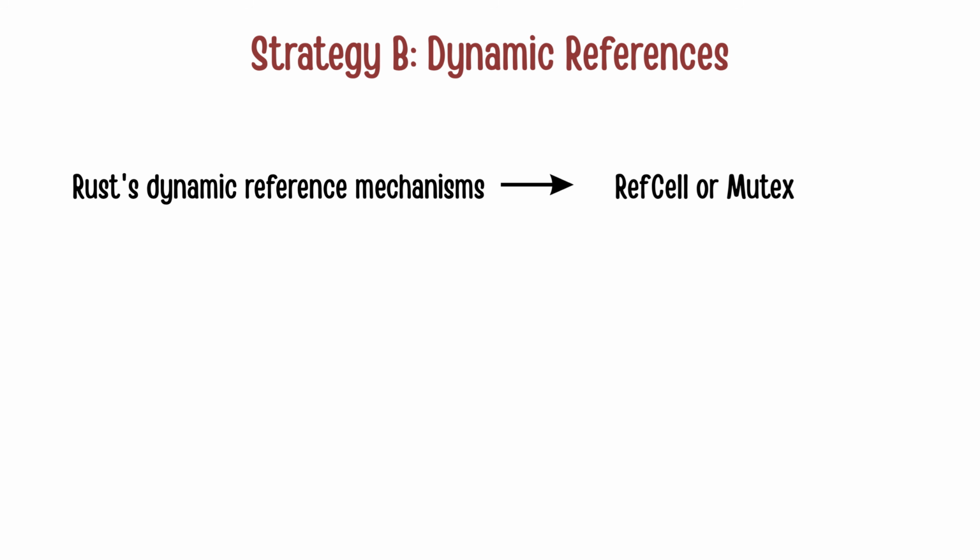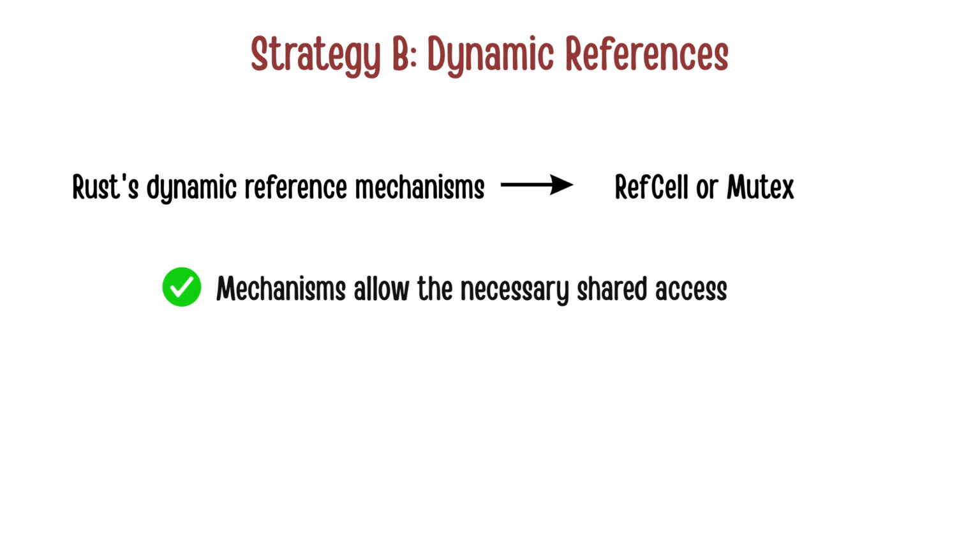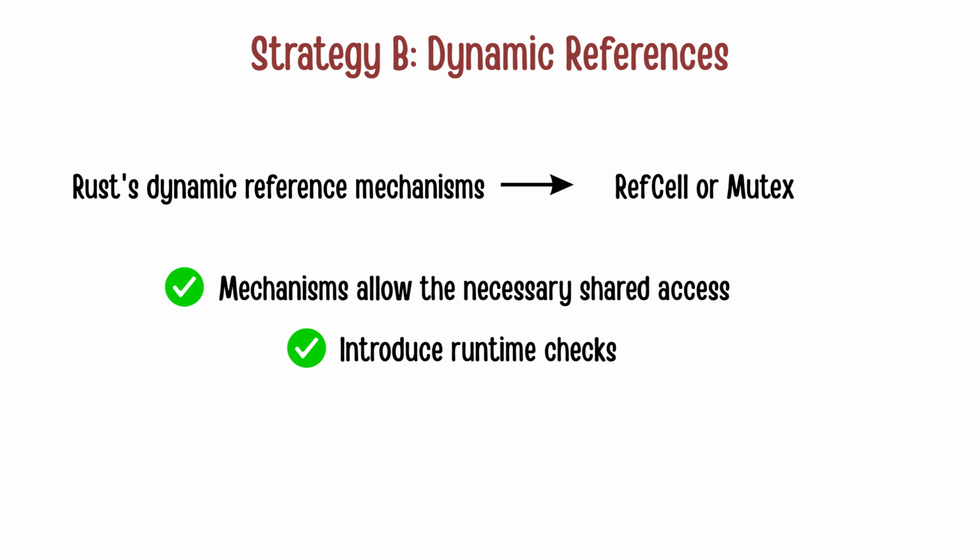In those cases, participants could use Rust's dynamic reference mechanisms. For example, a global or thread local variable can be protected using abstractions such as RefCell or Mutex. These mechanisms allow the necessary shared access, but they introduce runtime checks. So this approach provides flexibility at the cost of some runtime overhead. Interestingly, only 3 participants chose this strategy.